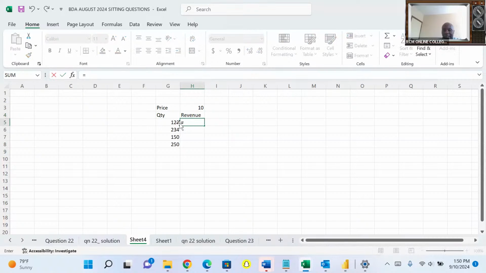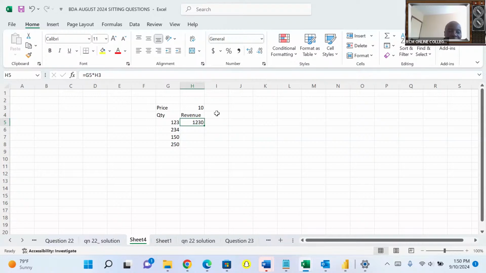You can't just say equals 123, times 10, and enter. Of course, 123 times 10 is 1230. First of all, I forgot to tell you that revenue is price times quantity. Revenue is sales. And how do we get sales? We take price times quantity. So if you now use the power of Excel to autofill down, your answers cannot be right.